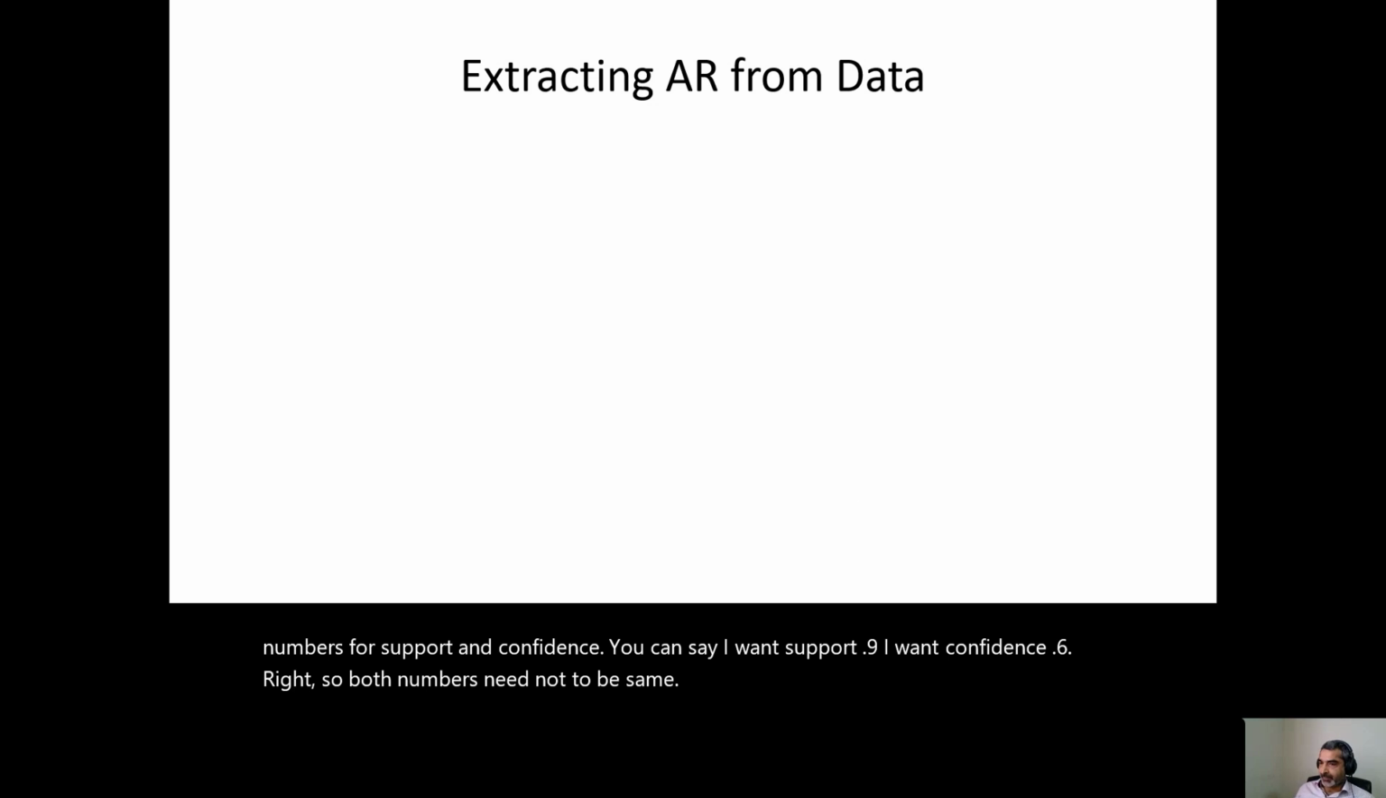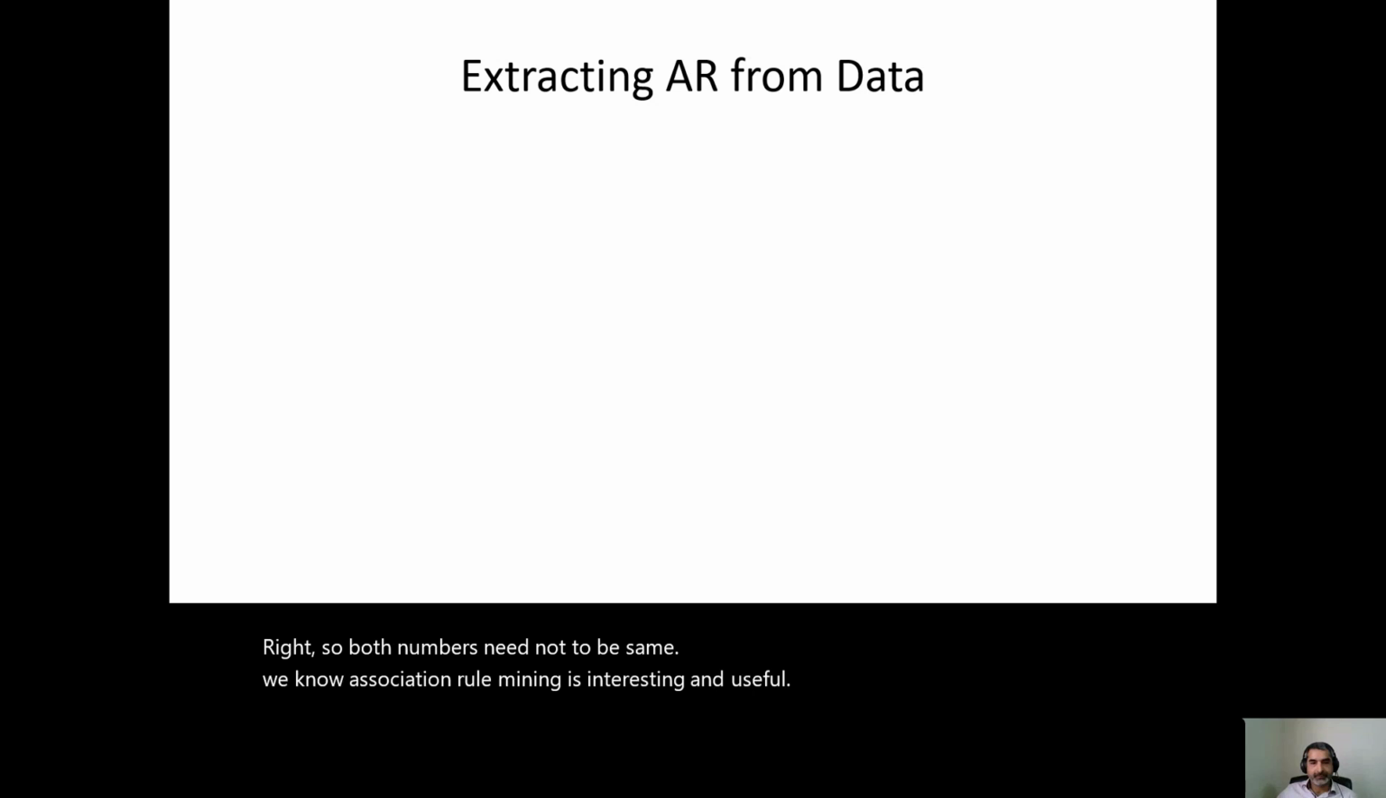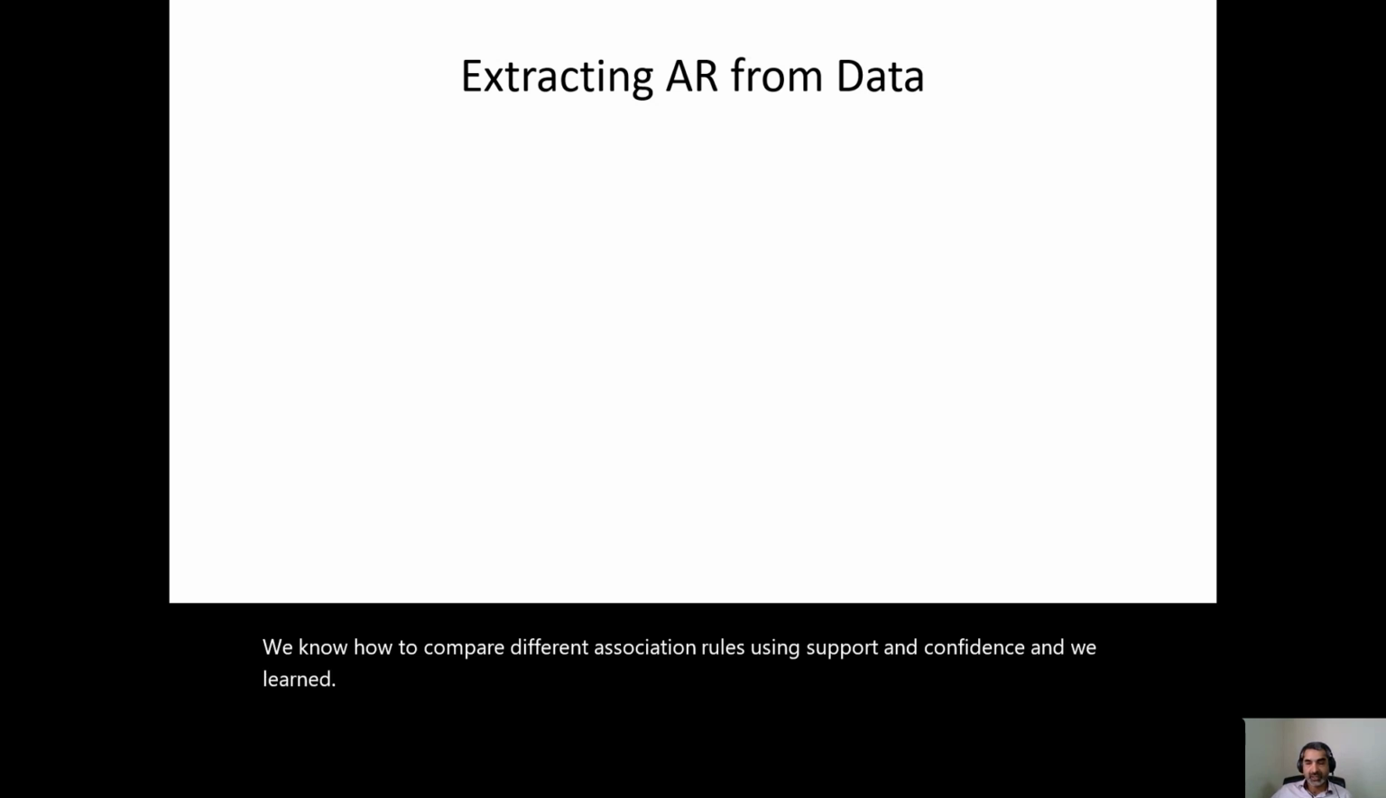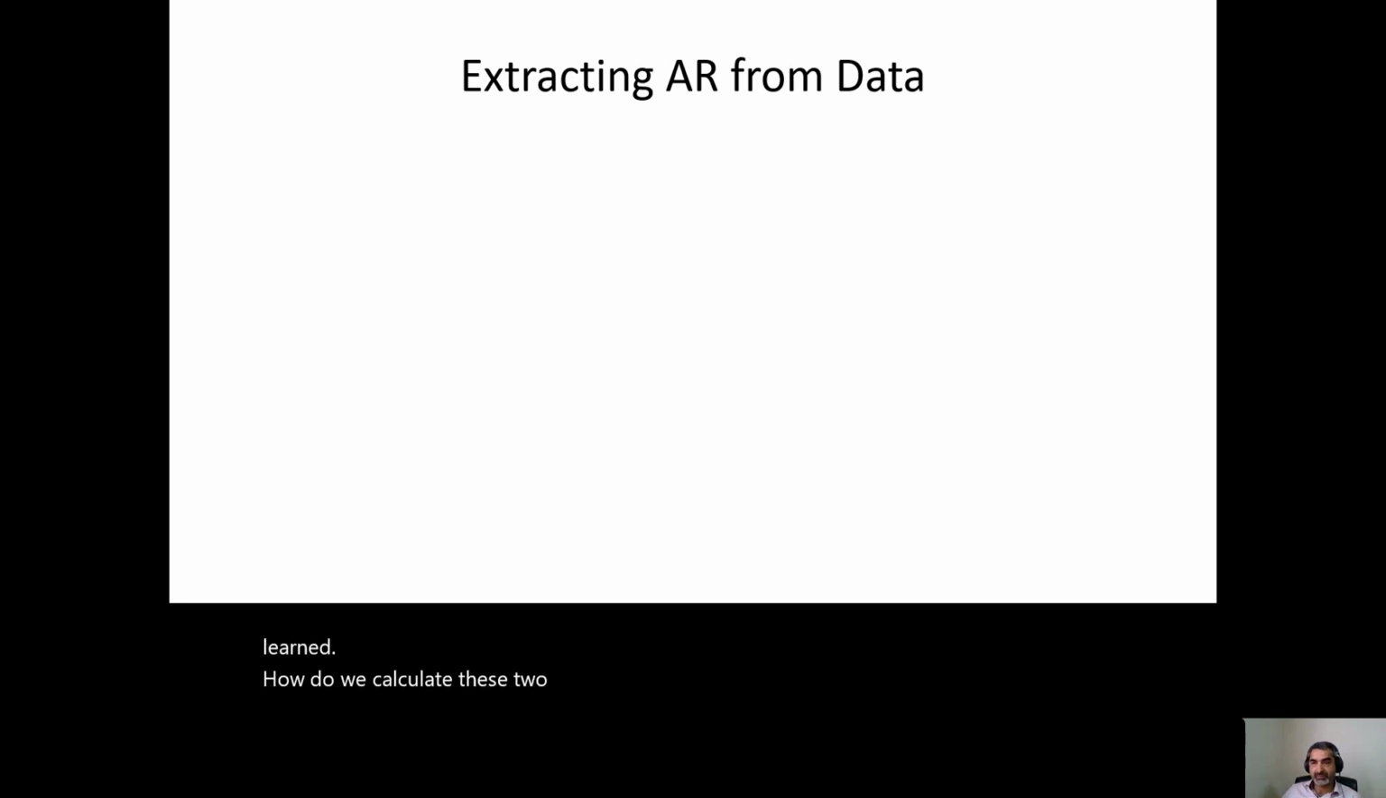To recap, we know association rule mining is interesting and useful. We know how to compare different association rules using support and confidence, and we learned how to calculate these two numbers as simple probabilities of the item set.